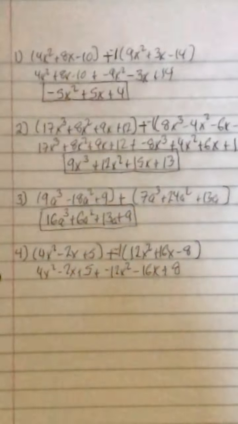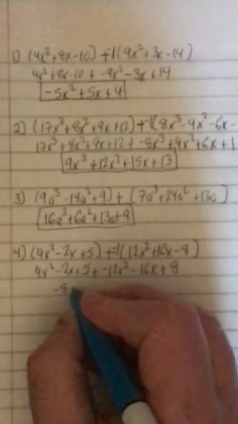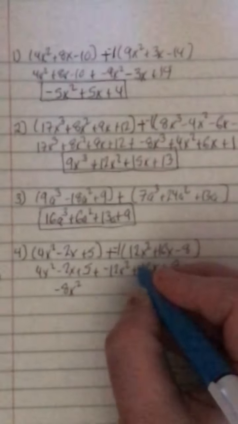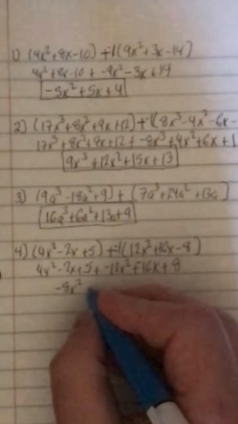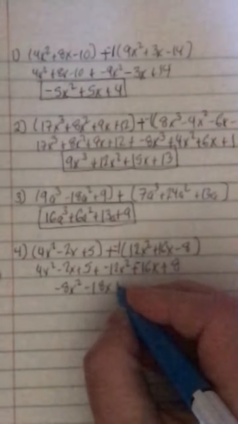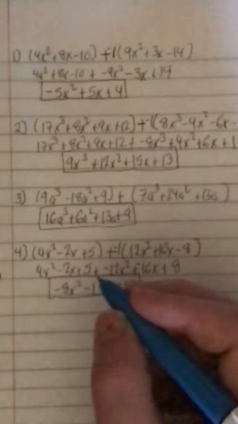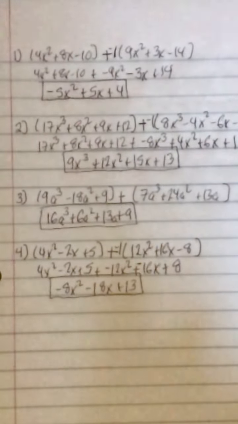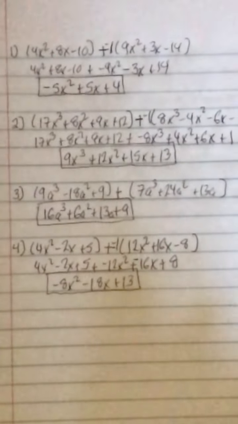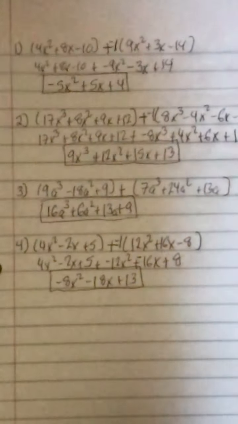Now combine your like terms. 4x squared plus negative 12x squared, negative 8x squared. Negative 2x minus 16x. Well, again, that gives me negative 18x. 5 plus 8, 13. Guys, I hope you're seeing that this is very straightforward and some of you are just making it way too hard on yourselves. Okay? It shouldn't be nearly as bad as you're making it. Okay, number 5.